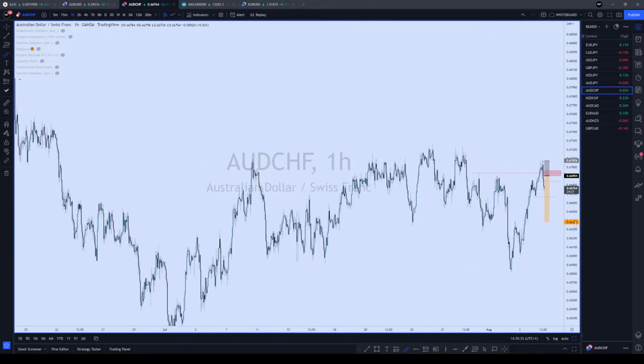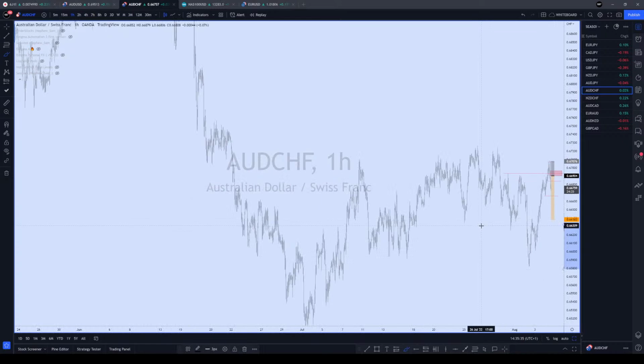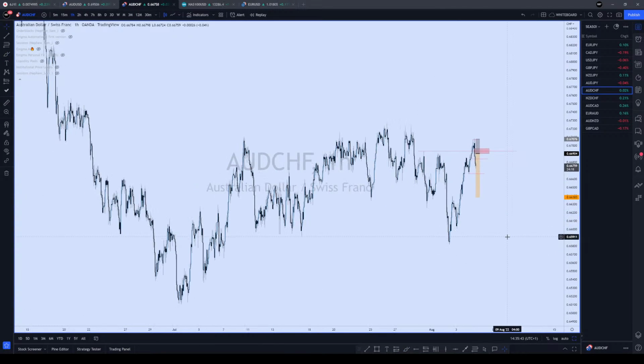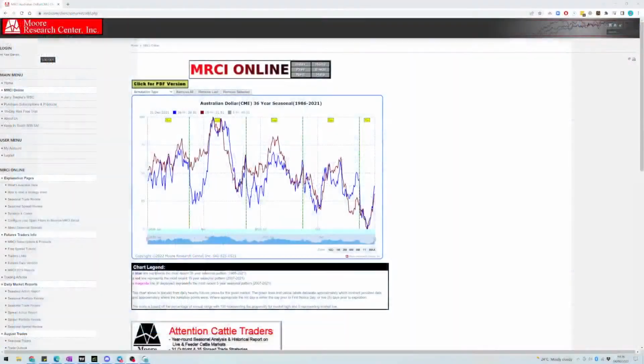Because I'm looking for continuation to the downside, definitely, but the time will be next week, because next week, if you check the seasonal tendencies, you will see that next week we have the Swiss. Let me show you. For those of you that have the seasonal tendency, it will be a lesson for you.